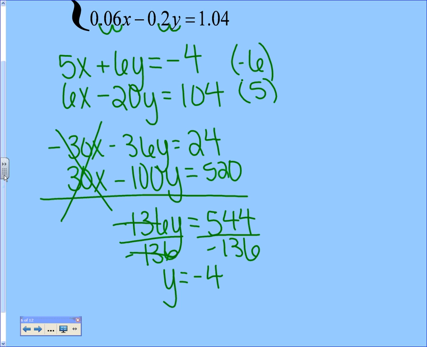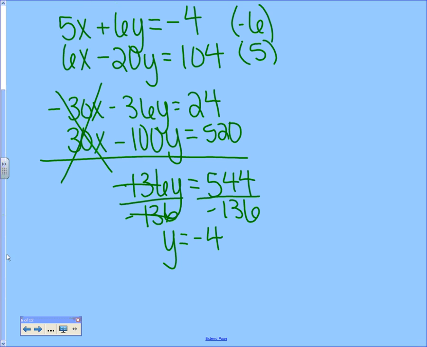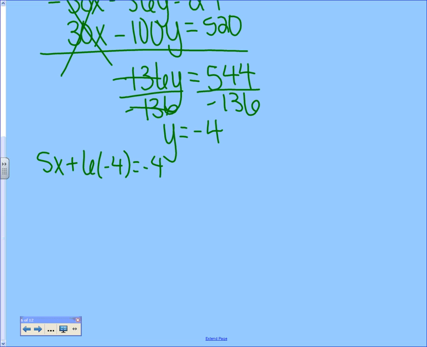Okay, so 5x plus 6y equals -4. 5x plus 6 times negative 4 equals negative 4. So 5x minus 24 equals negative 4. So 5x equals 20. So x would be 4. So how do I write my answer?